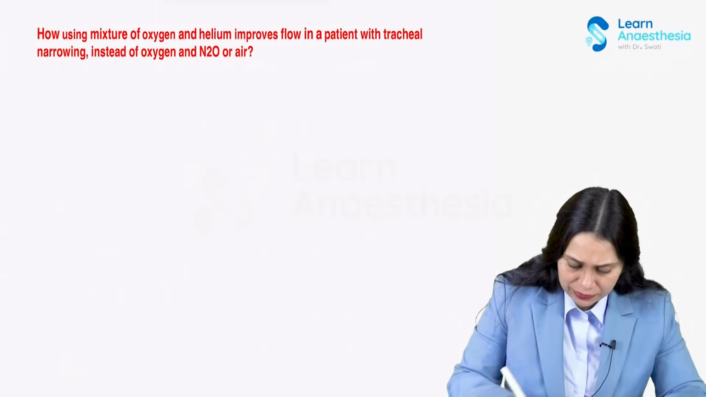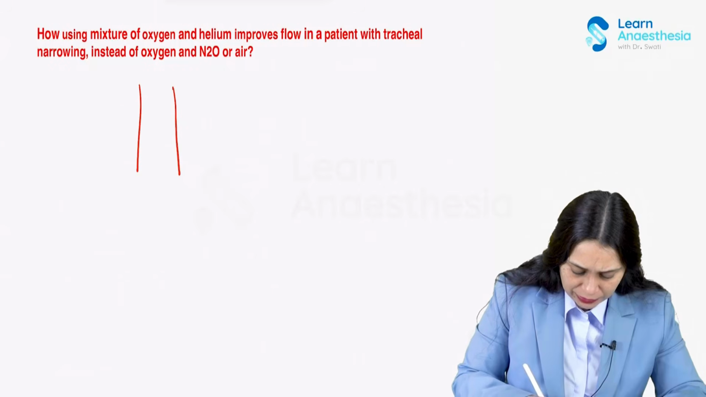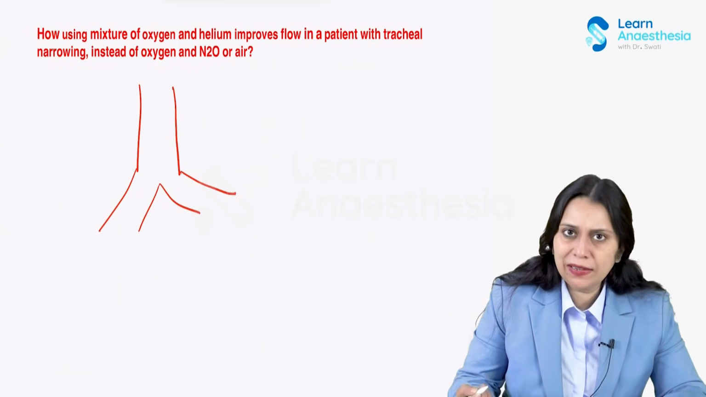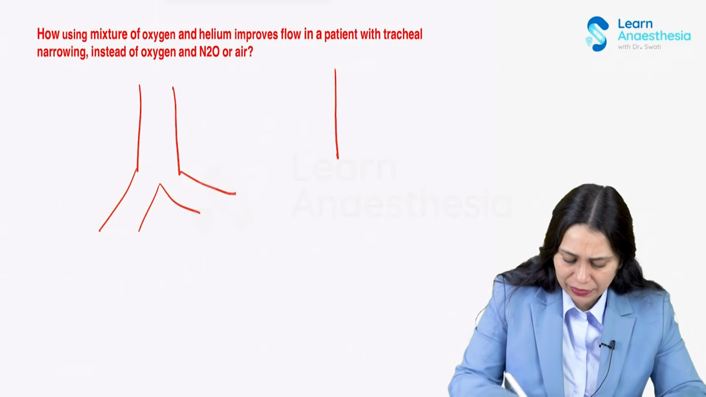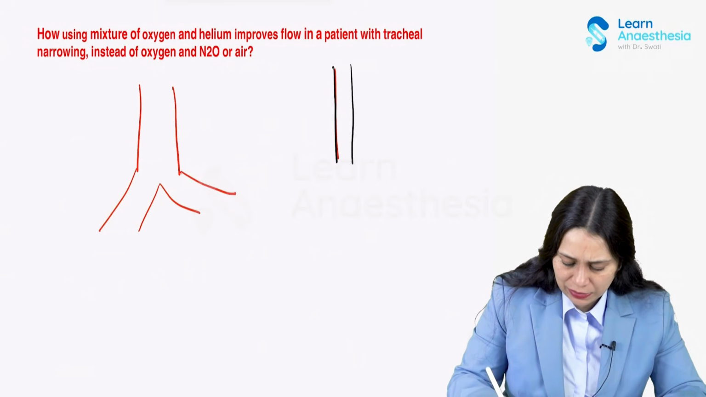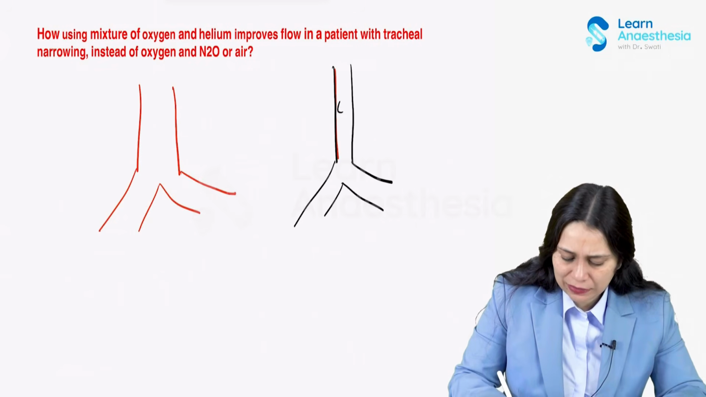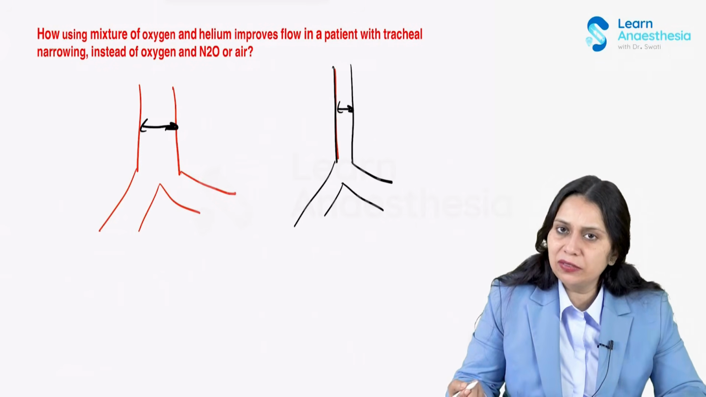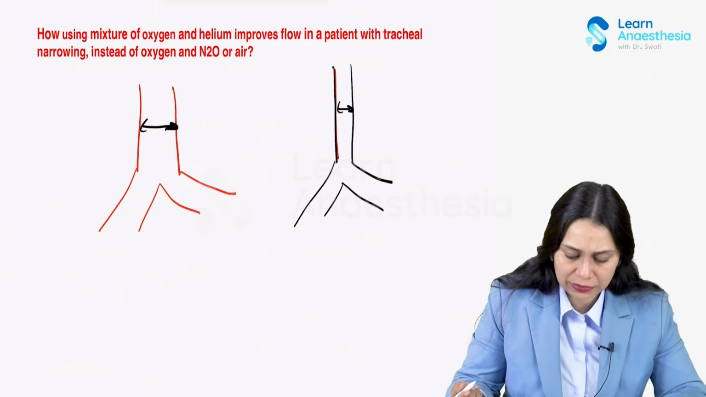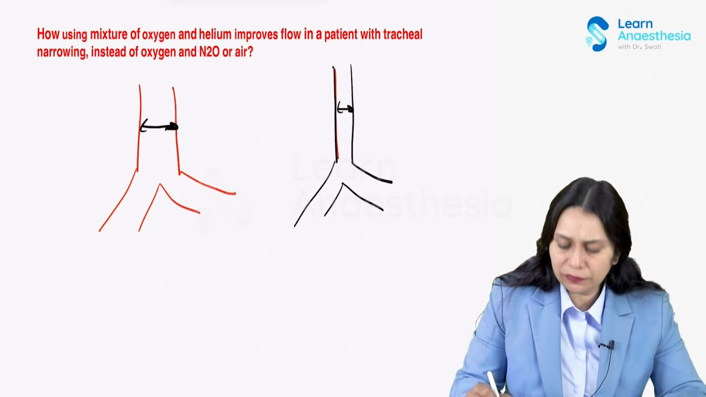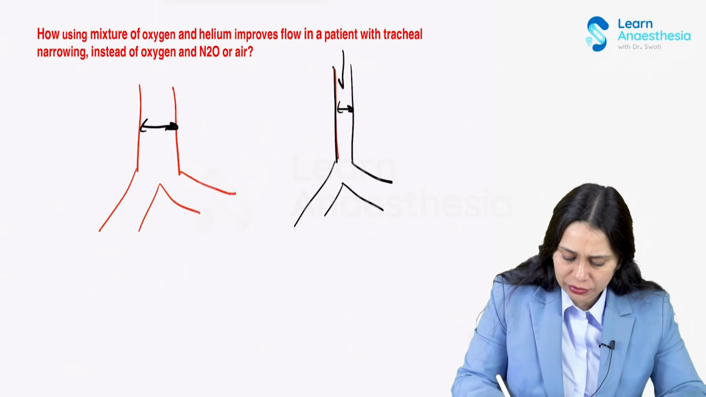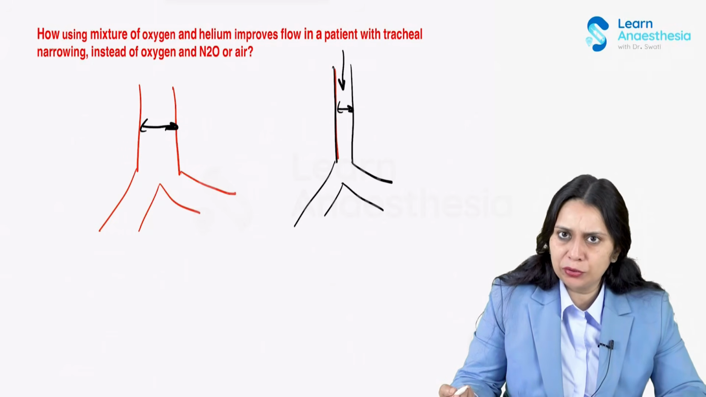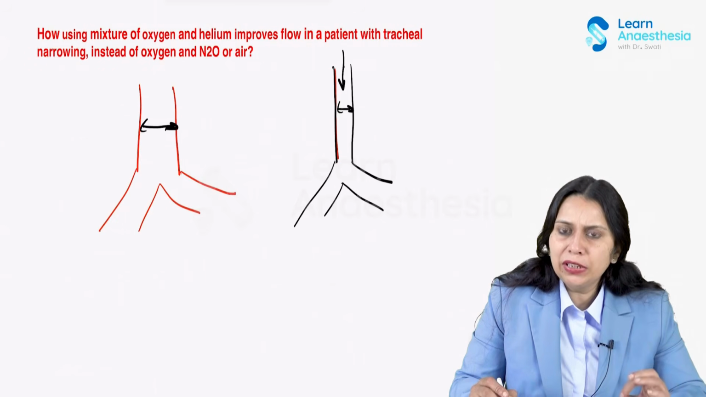Right. Next is the asthmatic patient. Now this is the airway. Let's say when the patient has a hyperreactive airway, the diameter of the airway decreases. Again, as the diameter is decreasing, the resistance will increase. So if I want to give the patient oxygen through a narrow diameter tube and keep the Reynolds number under control, we need to use a less dense gas. We need to give a lesser density of the gas.